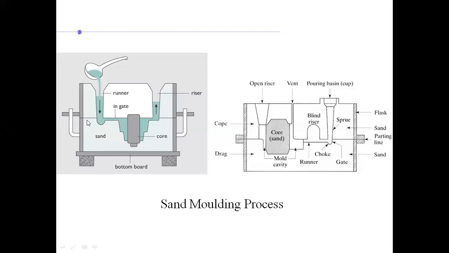Okay, so this top part is called the cope. The total entity is divided into two parts. The top half is called cope, the bottom is called drag. You can see here, cope and drag, two halves. And that is the mold cavity. This exactly is our mold cavity. All these others are supporting us to have this filled with molten metal.